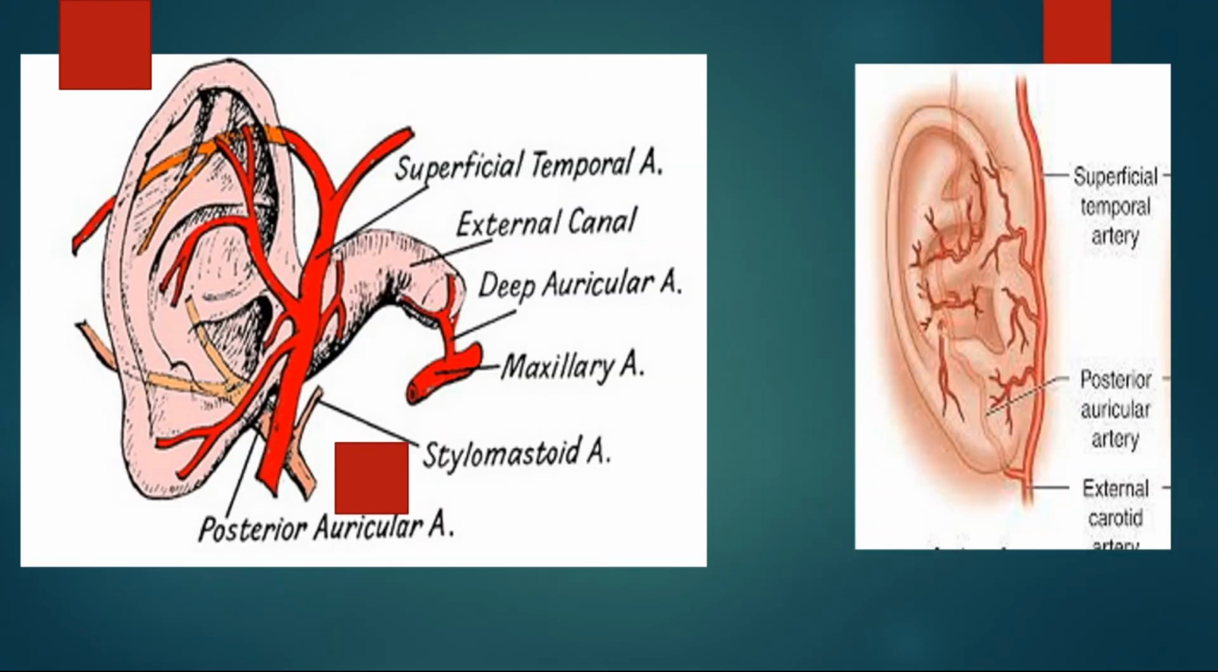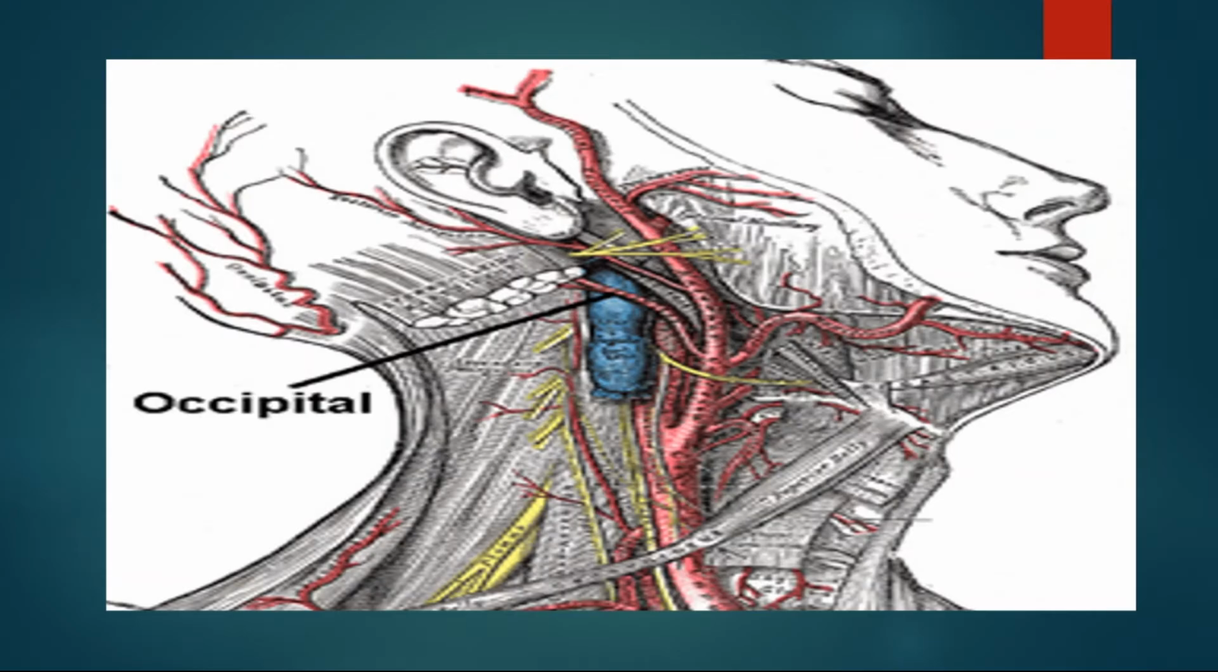Now let's come to the vasculature of the external ear. The external ear is supplied by branches of the external carotid artery. This is the external carotid artery coming up, and the branches given to the ear from the external carotid artery are the posterior auricular artery, superficial temporal artery, and occipital artery. The deep auricular branch of the maxillary artery also supplies the deep aspect of the external acoustic meatus and tympanic membrane only.